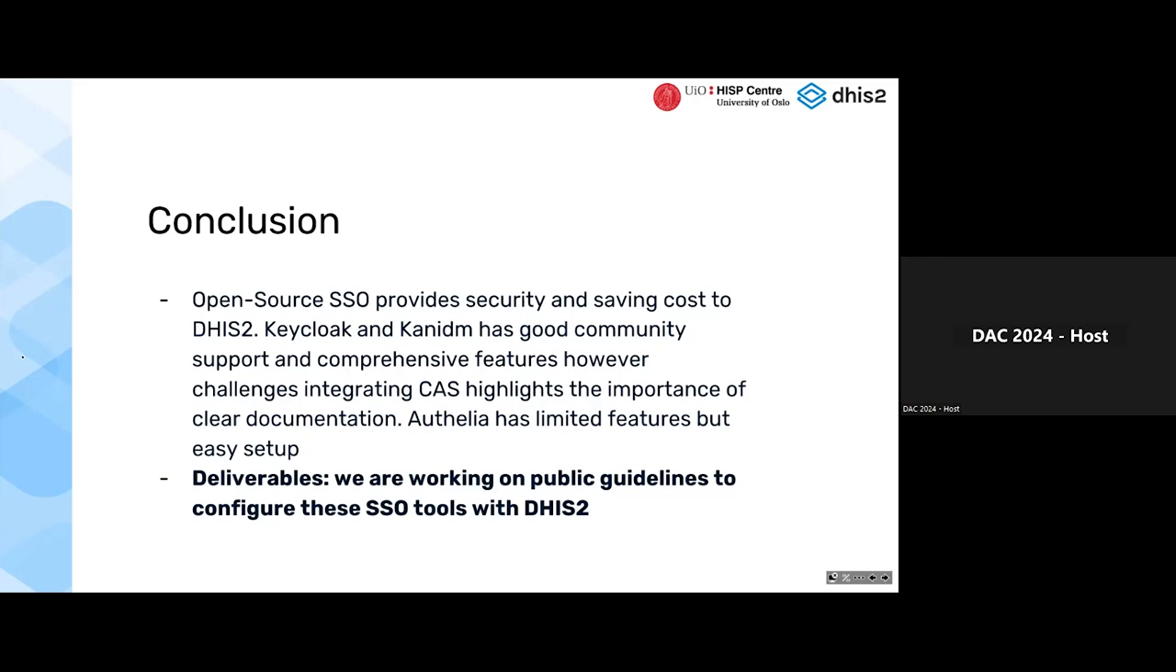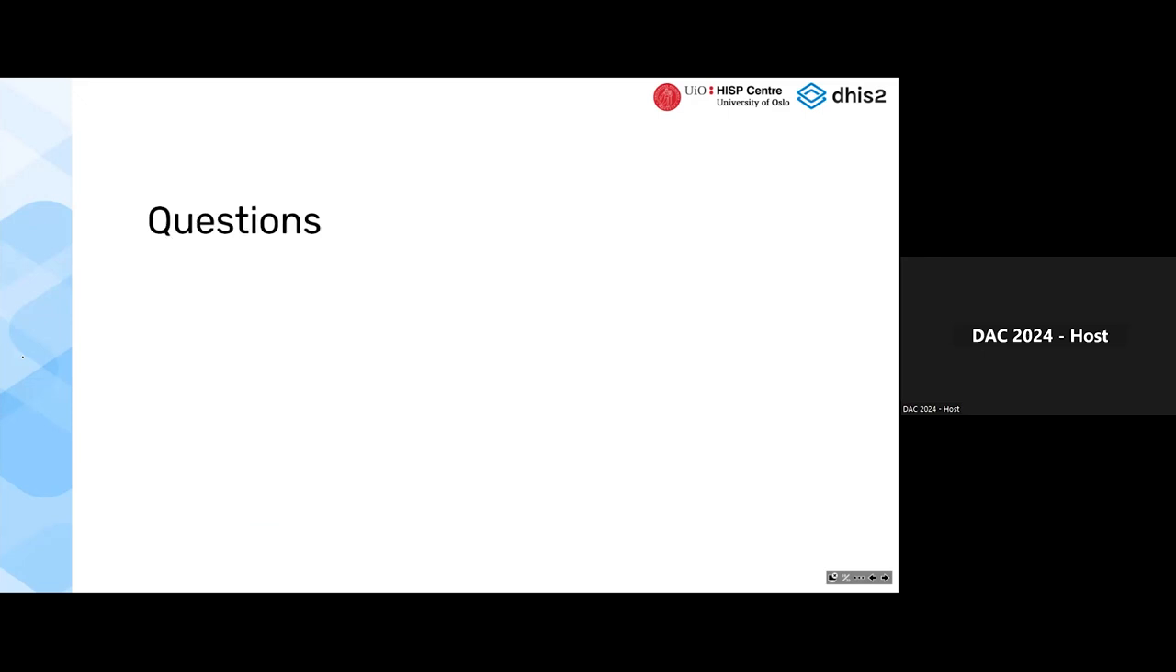So Keycloak and Authentik have really good community support and comprehensive features. However, SAS shows us the importance of having good documentation, and Authelia has limited features, but it's a bit easier to set up. So the deliverable for this is that we are working on our public guidelines on how to configure SSO tools with DHIS2. Thank you.